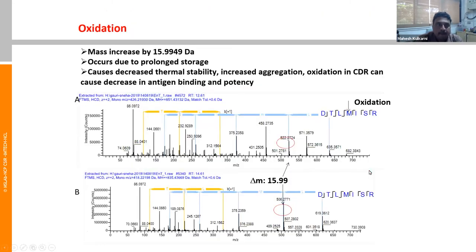And this is another example, oxidation. This shows a mass increase of about 16 daltons. It occurs due to prolonged storage. The consequences of oxidation are decreased thermal stability and increased aggregation. Oxidation in the CDR can cause a decrease in antigen binding property and decreased potency. So here you see that this particular fragment shows an increase in mass by 16 daltons corresponding to oxidation.